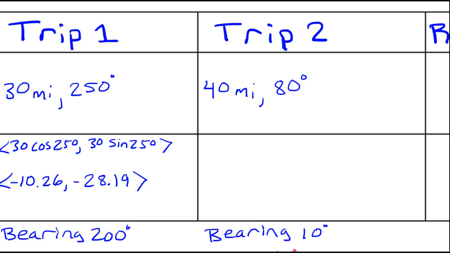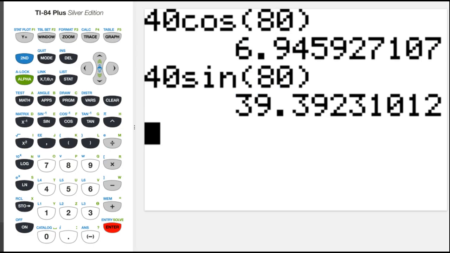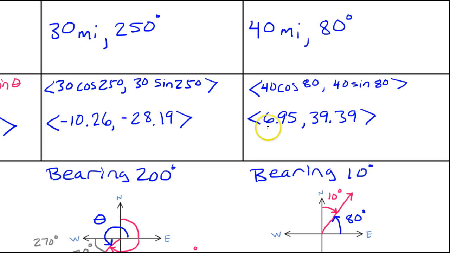R cosine theta would be 40 cosine 80. And r sine theta will be 40 sine 80. Back to the calculator. So the horizontal component is 6.95 and the vertical component is 39.39. And we'll just record that here on the chart.